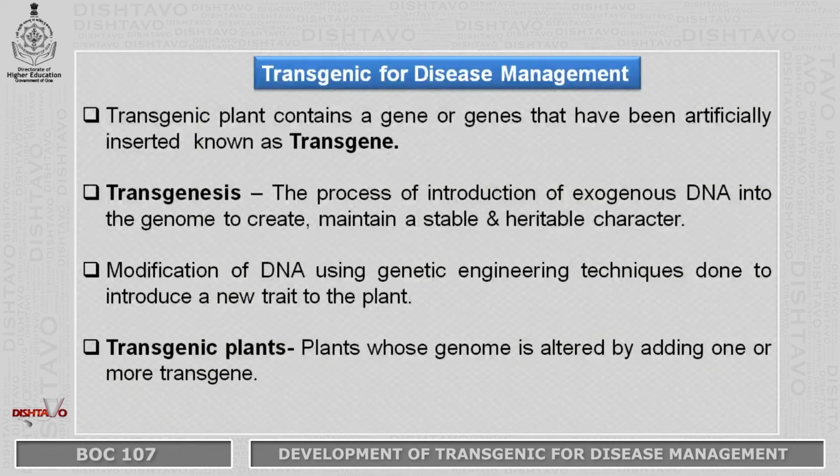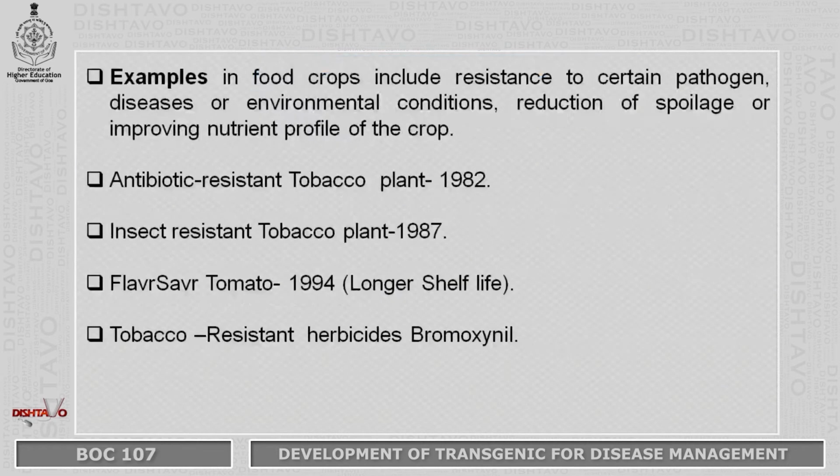Now, what are transgenic plants? They are plants whose genome is altered by adding one or more transgenes. Coming to the history of transgenic plants, these are some examples of transgenic plants which were developed, mostly food crops. They were developed to increase the resistance of the plant to pathogens and unsuitable environmental conditions, reduce spoilage, or improve the nutrient profile of the particular crop.